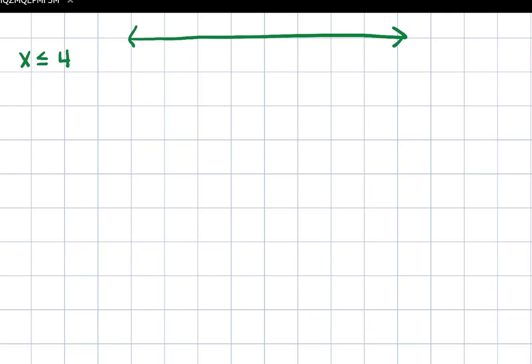And let's see, here's 0, 1, 2, 3, 4, 5, 6. We go the other way of -1, -2, so on and so forth. Okay, so what numbers are included when we have x is less than or equal to 4? So is 4 included? It is included, so I'll put a point.